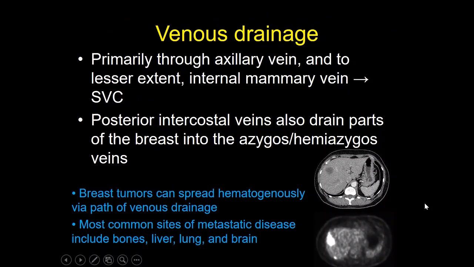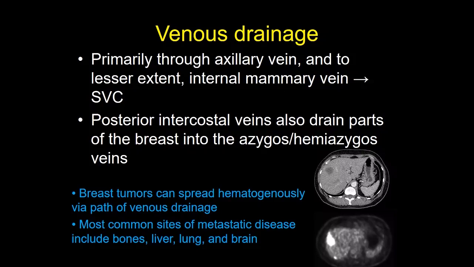Now, what about the venous drainage? So primarily, most of the drainage is through the axillary vein, but some of it will go through to the internal mammary vein, both of which will go eventually into the superior vena cava. And then there is a little bit of drainage through the posterior intercostal veins into the azygos and hemiazygos system.